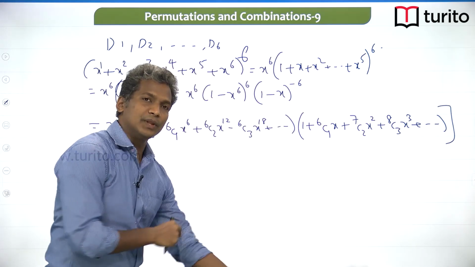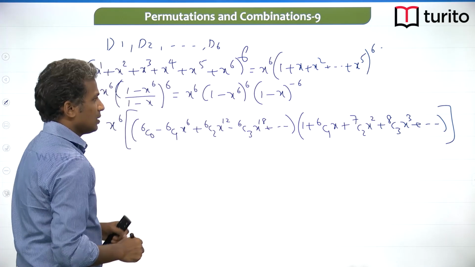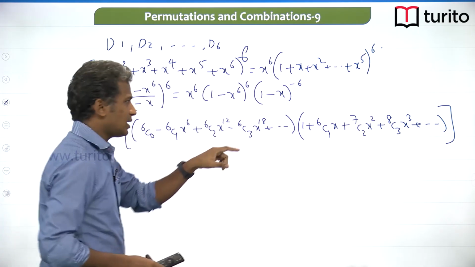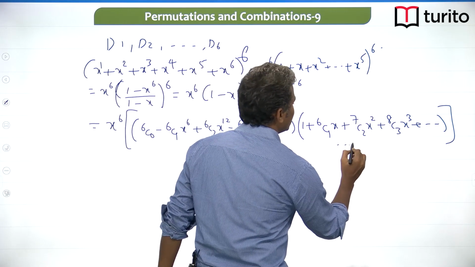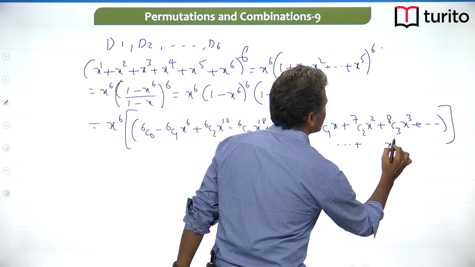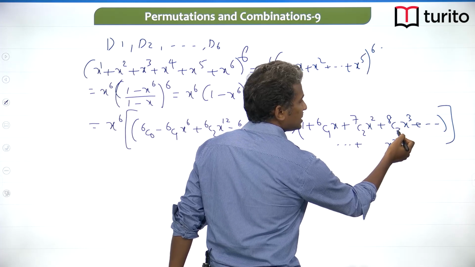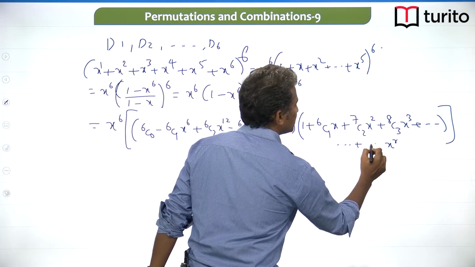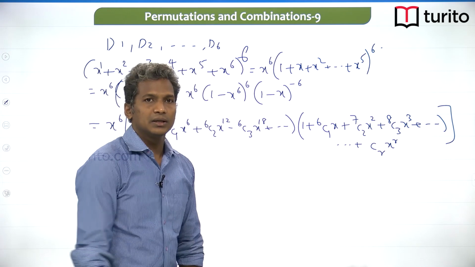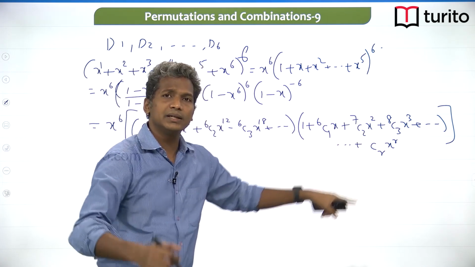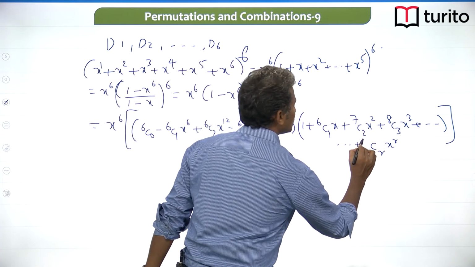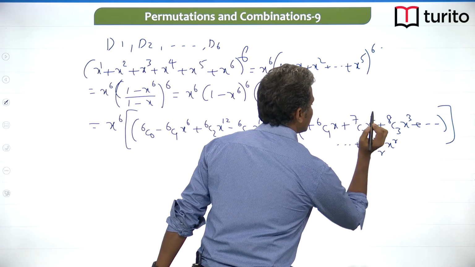Now, further we want to simplify this and collect coefficients, but we have to write the general term here. If I am writing x raised to r, then if you follow this pattern, here we should be getting c r. Now, observe the difference: 6 and 1, 7 and 2, 8 and 3, the difference is 5 units. So, this must be r plus 5.